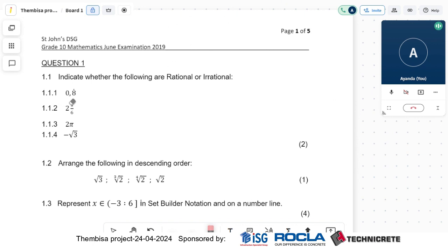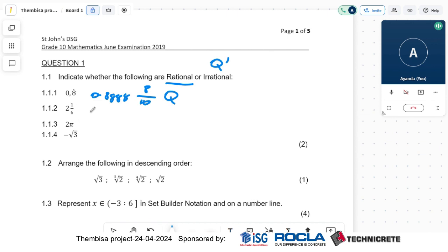So 1.1.1 is 0, comma 0.8 with a dot at the top. That 0, comma 0.8 with the dot at the top means this is 0.8888, and the 8s continue till infinity. And so since there's a set pattern and 0.8 can be written as a fraction as 8 over 10, this number is definitely rational. And the symbol we use for rational is Q. The symbol for irrational is Q with an apostrophe or a prime, Q prime. So 0.8 recurring, this dot means that the numbers are recurring, repeating again and again until infinity, is rational.